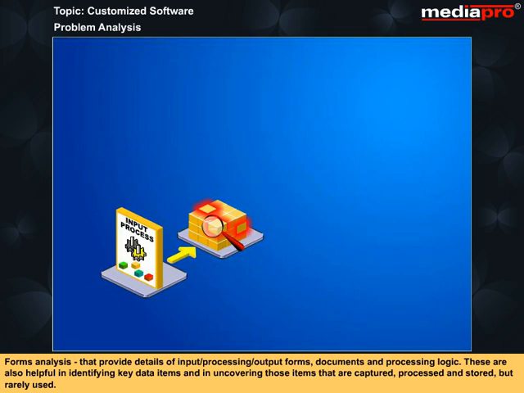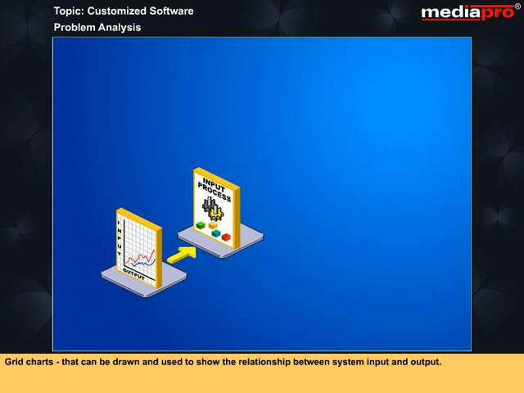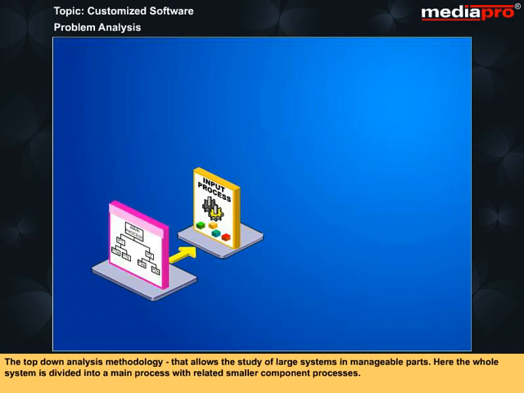Forms analysis that provide details of input processing output forms, documents, and processing logic. These are also helpful in identifying key data items and in uncovering those items that are captured, processed, and stored but rarely used. Grid charts that can be drawn and used to show the relationship between system input and output. The top-down analysis methodology that allows the study of large systems in manageable parts. Here, the whole system is divided into a main process with related smaller component processes.